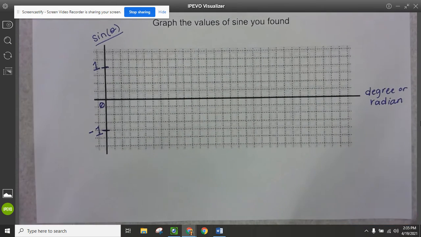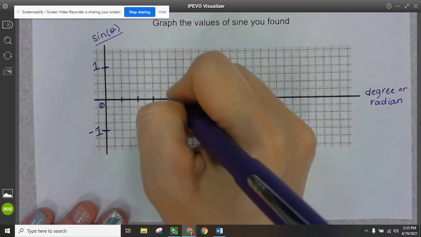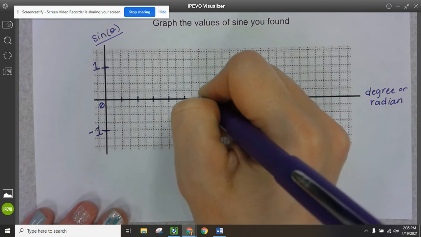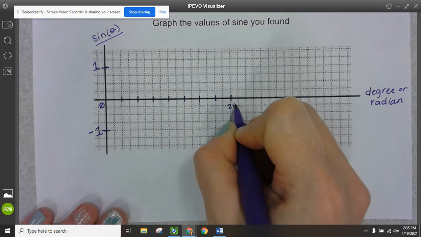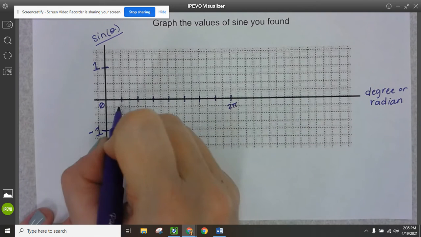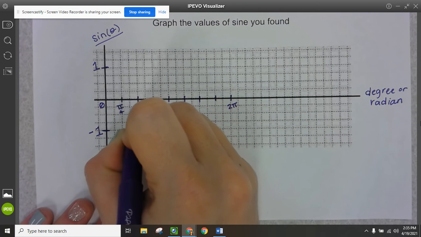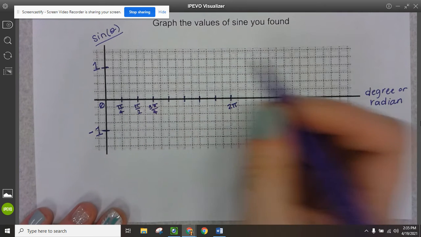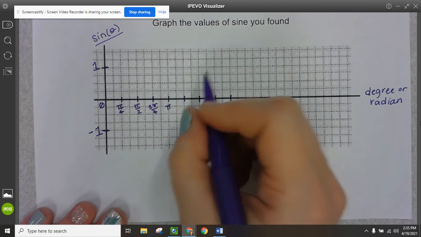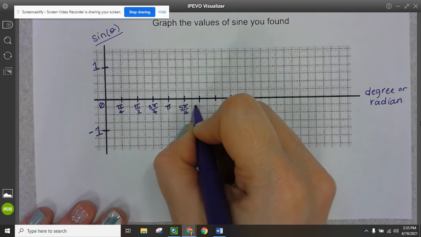Now, again, because I have such a long graph, I'm going to just do every other. 3, 4, 5, 6, 7, 8. So this is going to be 2 pi. And then I'm going to start filling these in. So this would be pi over 4, pi over 2, 3 pi over 4. And I'm just pulling these numbers right off of my unit circle, which we just filled in.